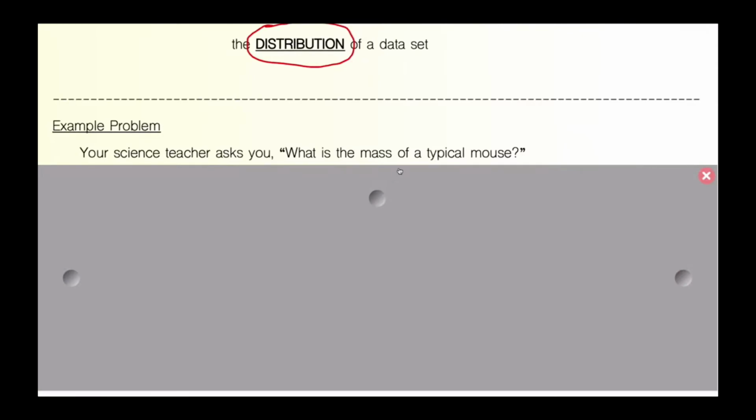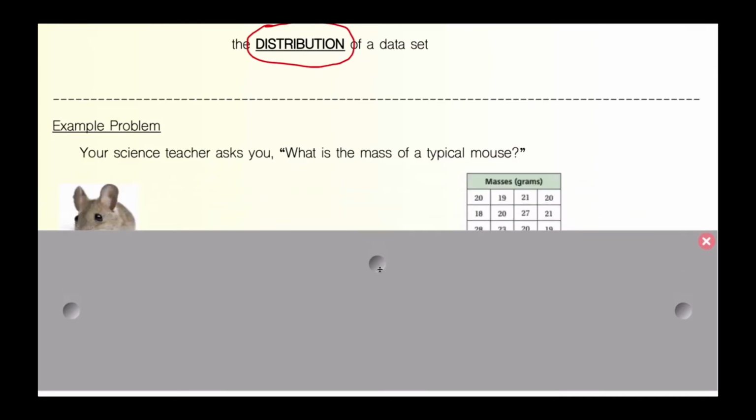And to do that, we're going to pretend that you're in Mr. Trench or Miss Wiseau or Miss Janakos' science class, and they are asking you, what is the mass of a typical mouse? Weird question to ask, but we're going to roll with it. So what's the typical weight of a mouse? First off, that is a statistical question because mice don't all weigh the same. You got big mice, small mice, somewhere in between, a lot of different weights of mice.